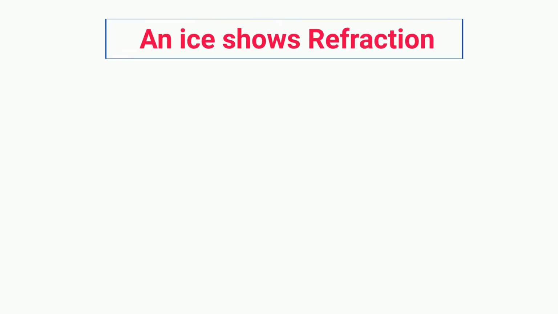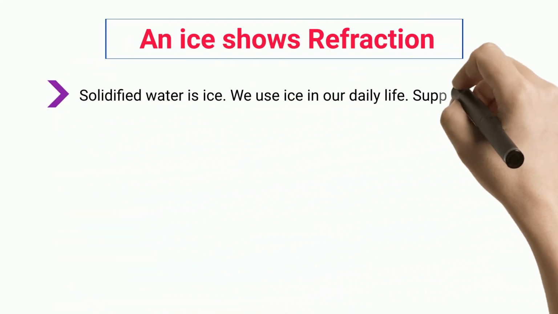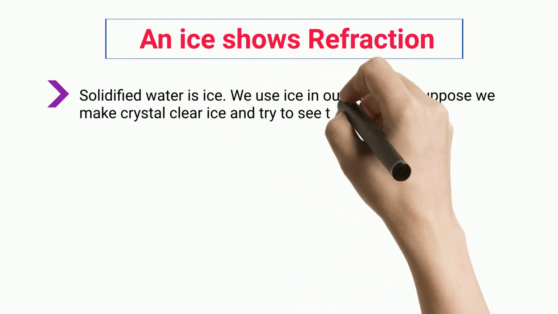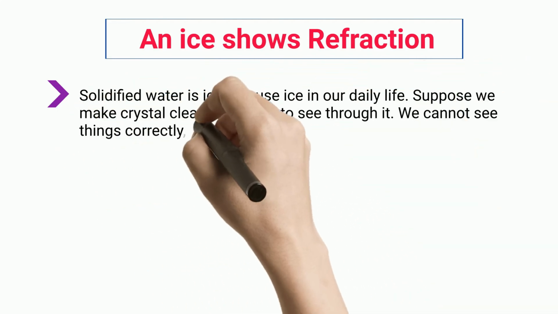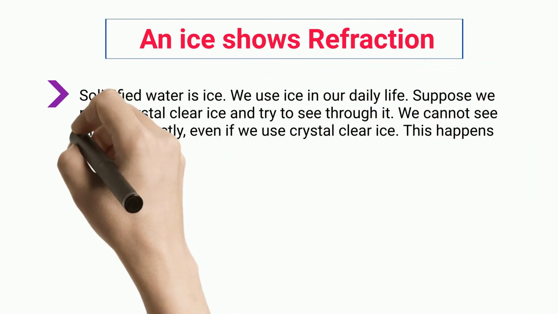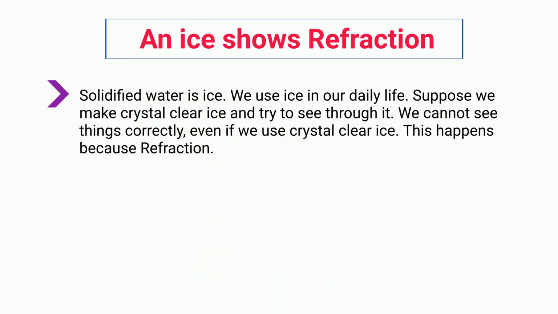An ice shows refraction. Solidified water is ice. We use ice in our daily life. Suppose we make crystal clear ice and try to see through it. We cannot see things correctly, even if we use crystal clear ice. This happens because of refraction.